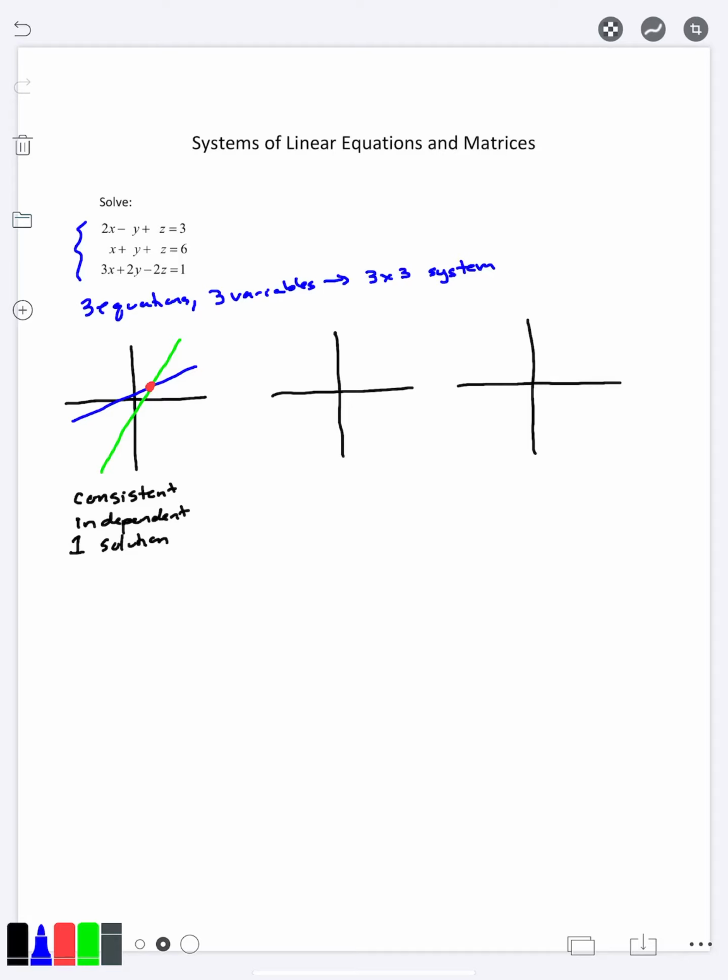The next one is going to be one that we are not going to see as often, but it does happen. And that's where you have parallel lines. And if they're parallel lines, you're going to have no solutions. And the corresponding word is inconsistent because there's no answer. However, they are still independent because they are not the same line. And that probably clues you into what the third possibility is.